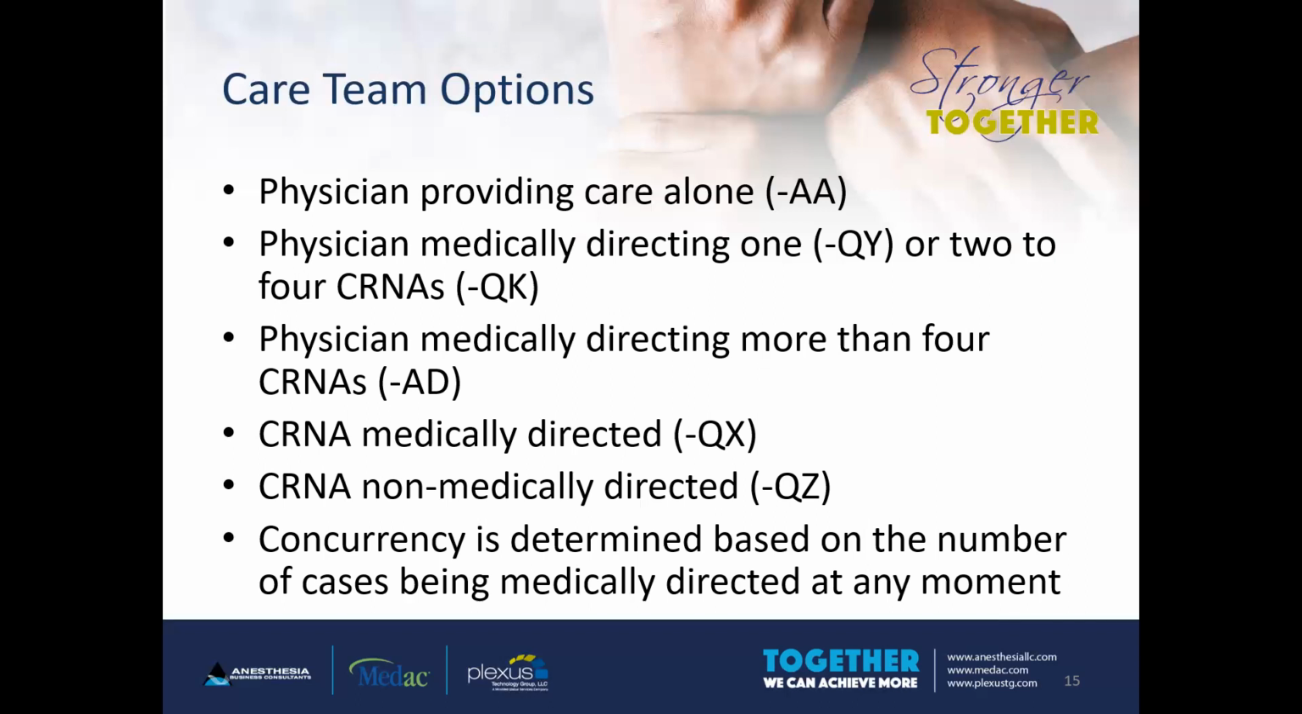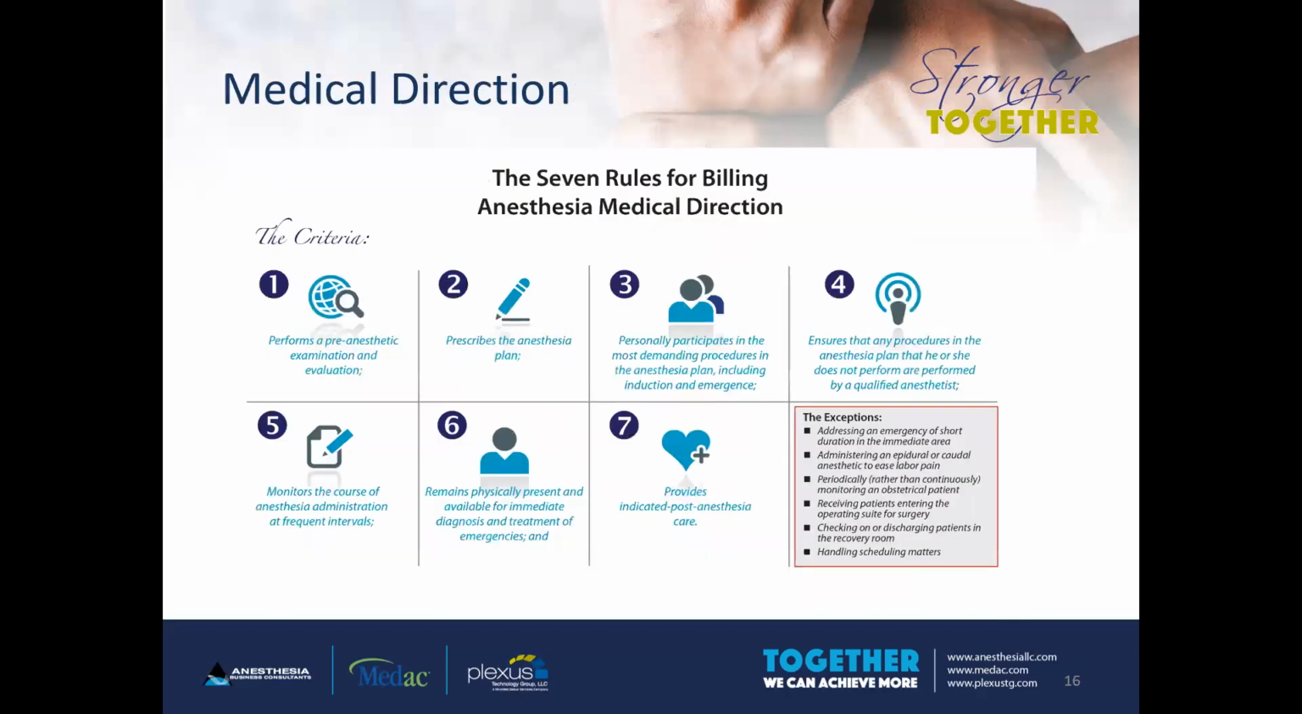Now, a CRNA's claim form, if they're medically directed, will have a QX modifier, and a CRNA who is non-medically directed would have a QZ modifier entitling the CRNA to 100% of the allowable on the case. Concurrency is determined based on the number of cases being medically directed at any one moment. And we have a concurrency module that monitors these case counts.